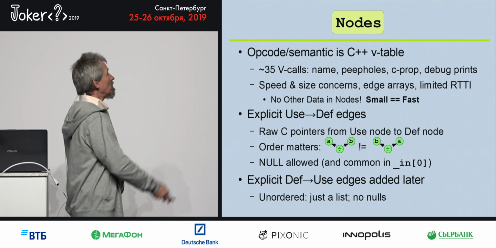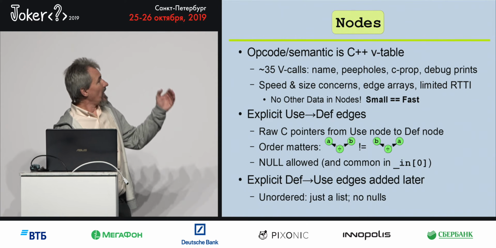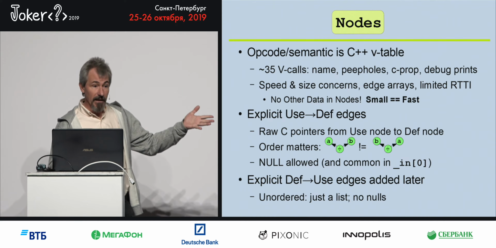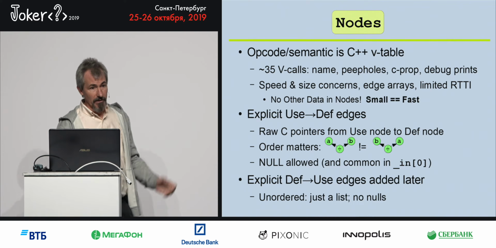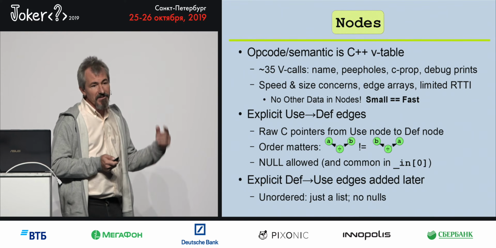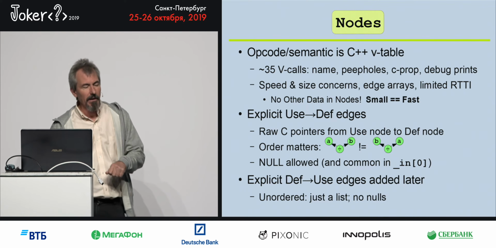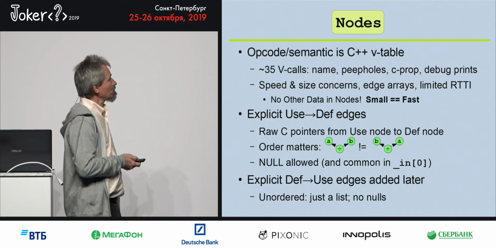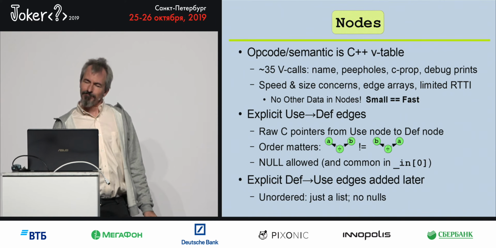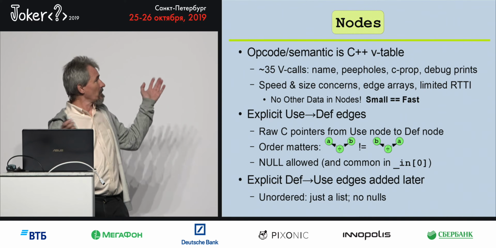Okay, the use-def edges, they're raw C pointers for speed, as I mentioned. They have an ordering, and A divided by B is not B divided by A, so it matters what the order is on the edges. Null is allowed here. It's common in slot 0 because that's been reserved to have a control dependency if you do. Most nodes don't. The explicit def-use edges come a little bit later, and they're unordered, just a list of nodes that represent uses.